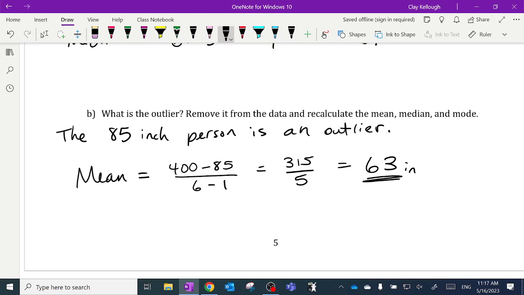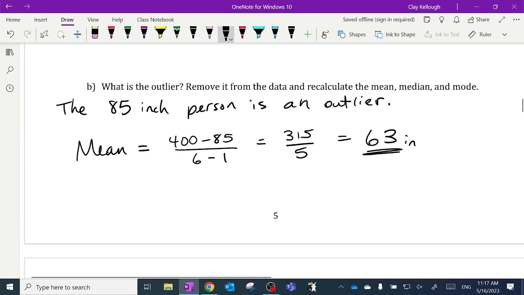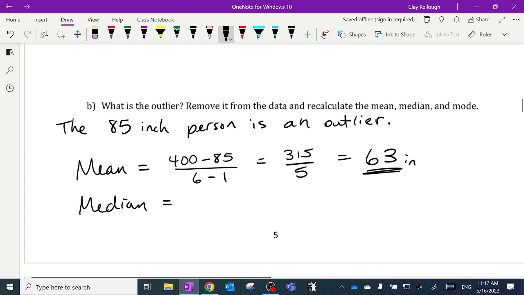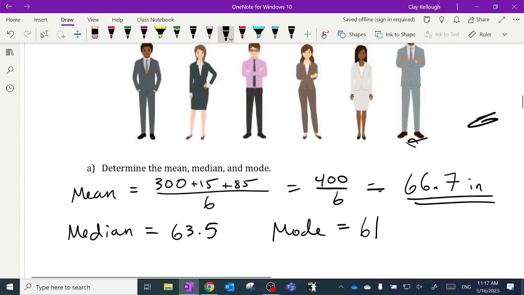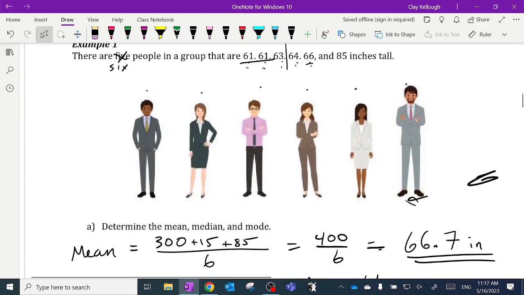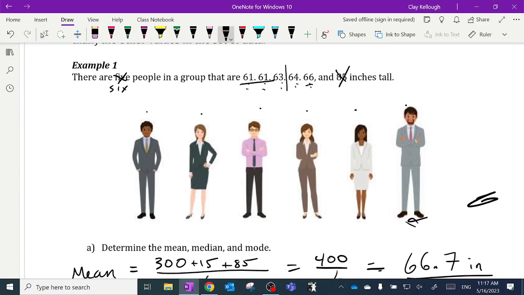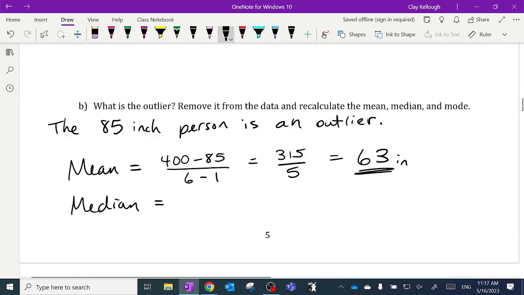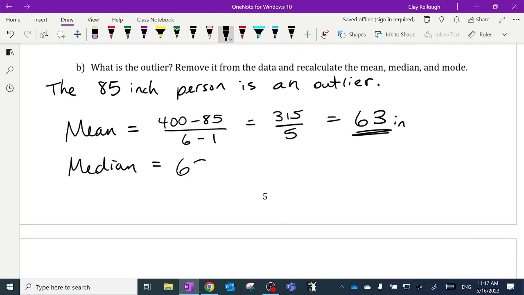63 inches, which, by the way, is now pretty much the same as the median. What's the median now? The median, if we take out the guy at the end here, so his number doesn't exist anymore, 63 actually is the median. And I know I have a good measure of average when mean and median actually agree with each other and they're the same thing.